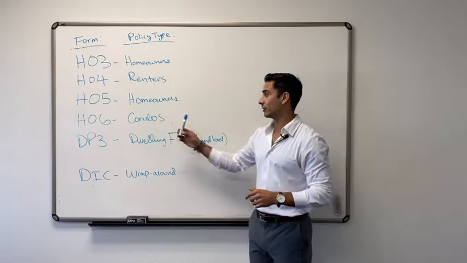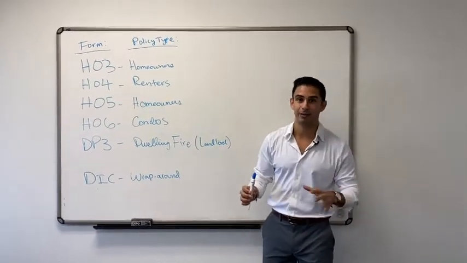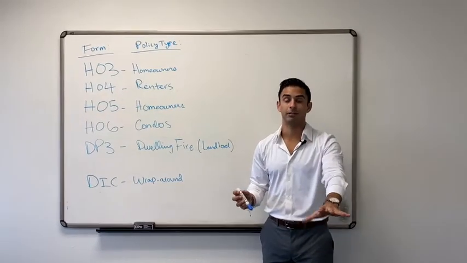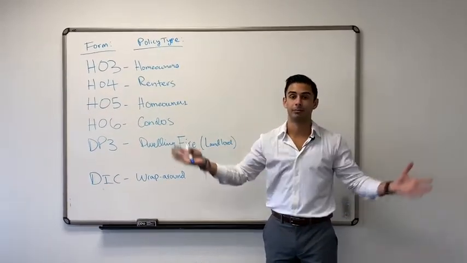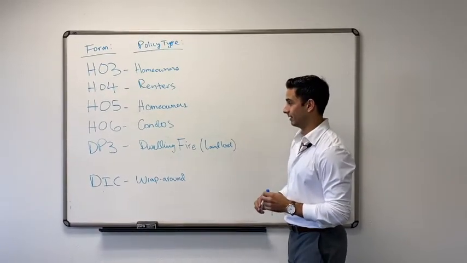So make sure that one's always a little bit tricky. It's like, is my house a townhome? Is it a condo? Do I have an HOA? Always check if they have an HOA, because the HOA typically has the master policy. So that's that. Hopefully that explains that.